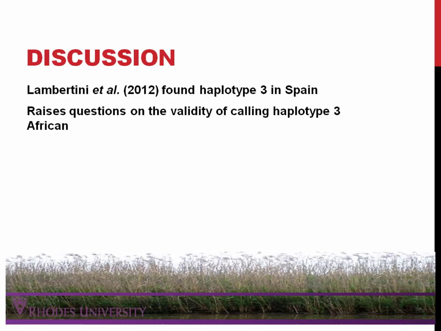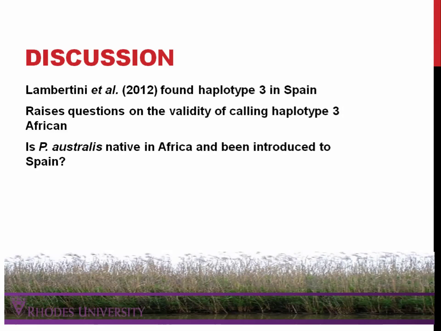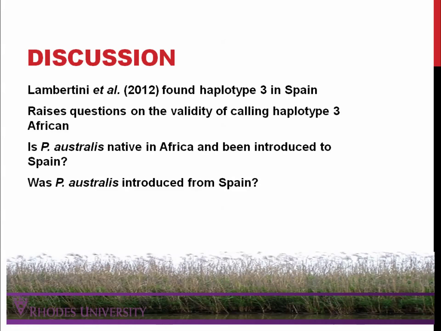However, quite recently, a study by Lambertini in Europe in 2002 found haplotype 3 populations of Phragmites in Spain. So this raises some serious questions on the validity of calling haplotype 3 a unique African haplotype. We need to ask the question: is Phragmites a native plant, and was it simply introduced to Spain quite recently, or was Phragmites in fact an introduction from Spain?